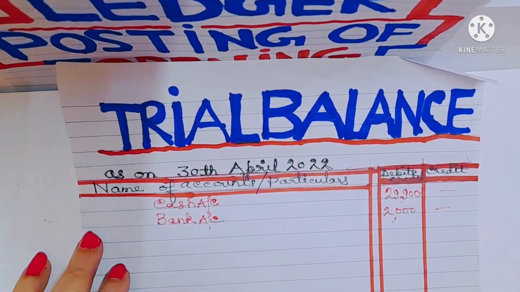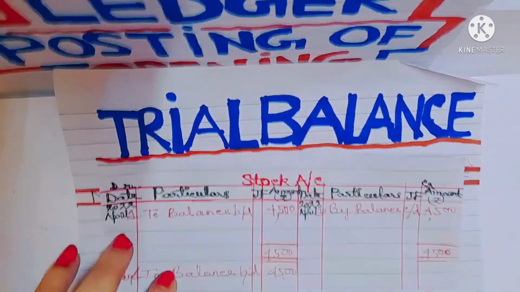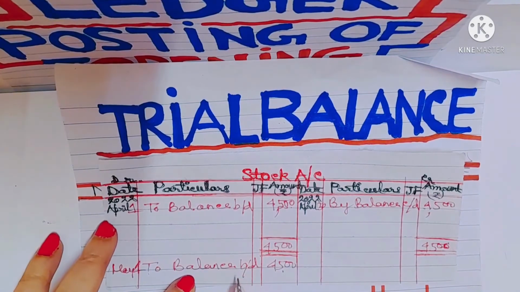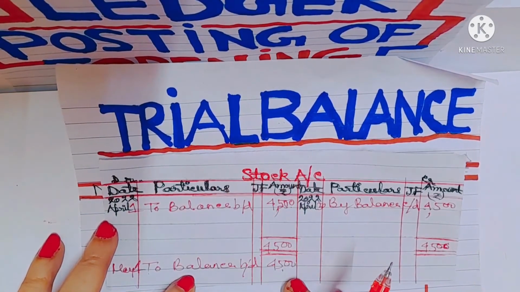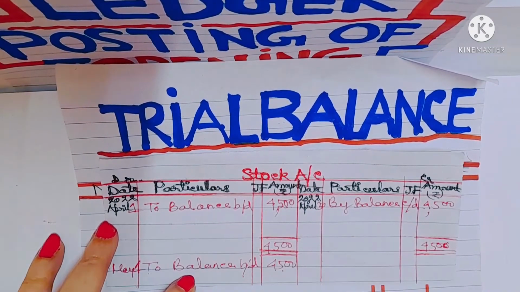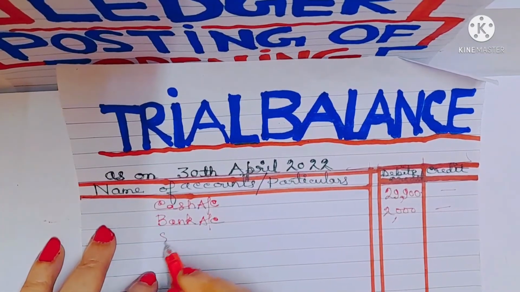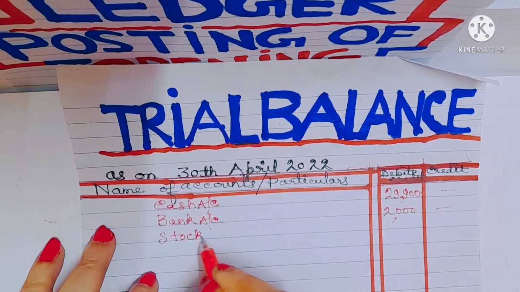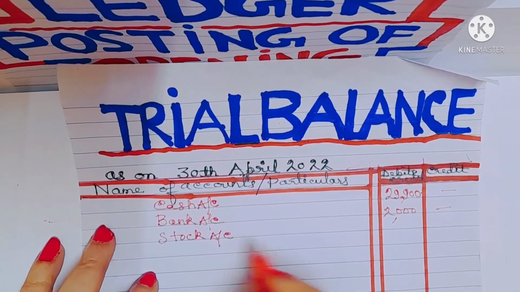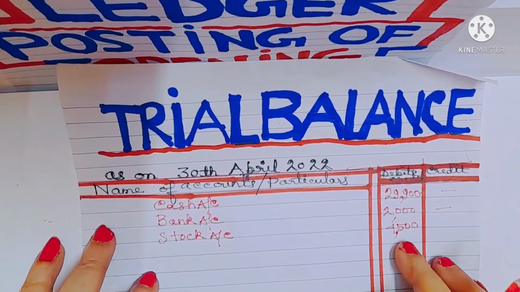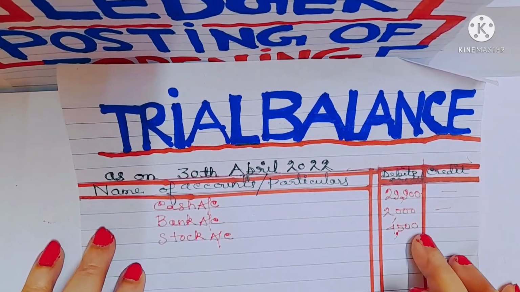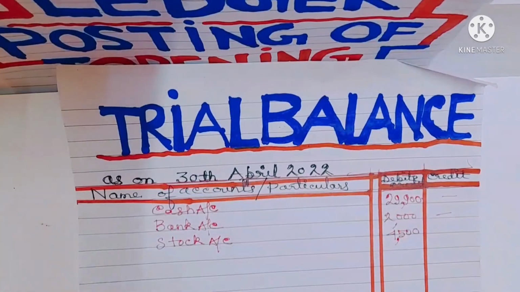So let's see the next account. Stock account is also a debit balance because 4,500 is written beneath the debit total. Let's write stock account 4,500. Since stock account is a debit balance, we are writing 4,500 in the debit column. Understood? Clear? Let's see the next account.